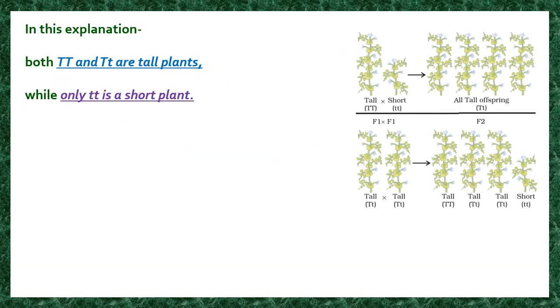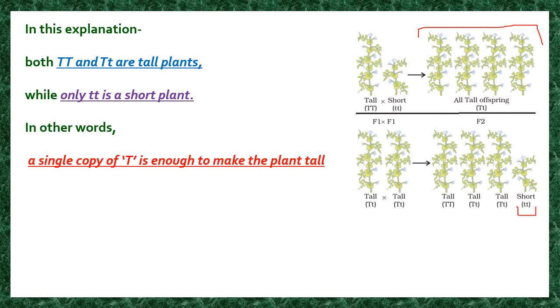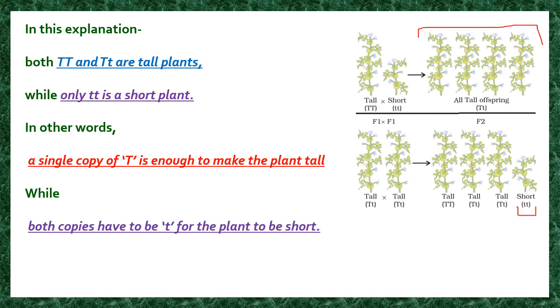Now in this explanation, let me make it short and clear to you. Both TT and Tt, capital T and small t, are tall plants. Okay, here we can see they all are tall plants. Only tt is a short plant. In other words, a single copy of capital T is enough to make the plant tall, while both copies have to be small t for the plant to be short.